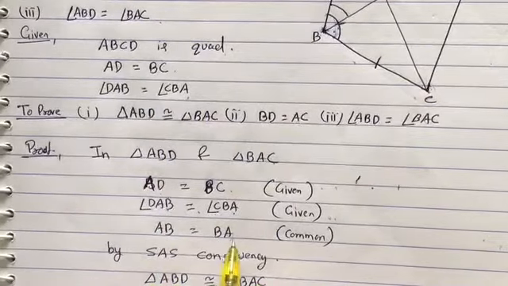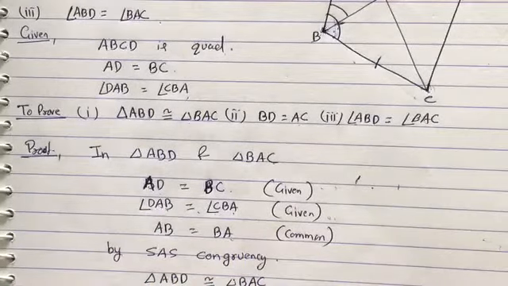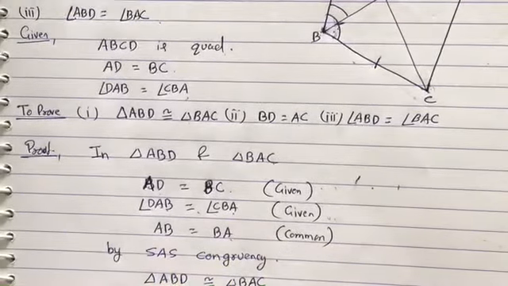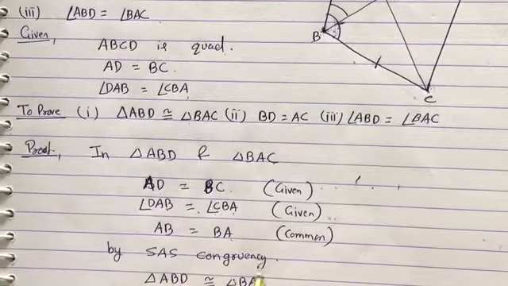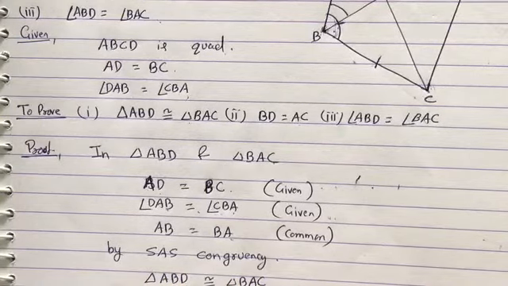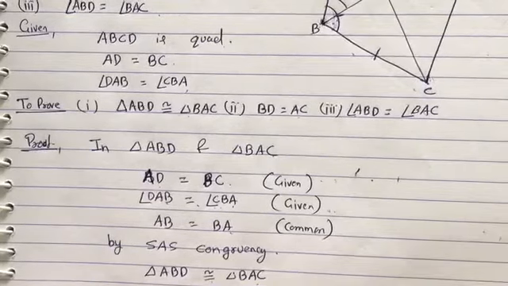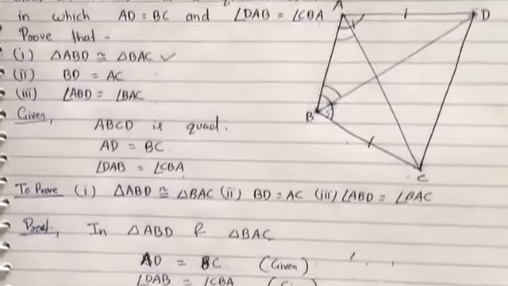AB is equal to BA, which is common. In the figure, we understood this. AB is equal to BA is common in both the triangles. Now we are going to apply SAS congruency, and by SAS congruency triangle ABD is congruent to triangle BAC. And if both triangles are congruent, then their corresponding parts are equal.